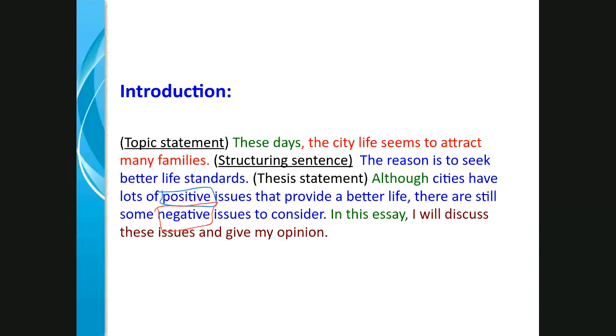Okay, look how easy, how simple, how short it is. And don't forget to use those linking words. Although بالرغم من إنه طبعا هذه تعتبر complex sentence، بتناول قضيتين. بالرغم من إنه حياة المدينة فيها بعض المزايا اللي تقدم حياة جيدة، إلا إنه هناك بعض الأمور السلبية التي لابد أن تؤخذ بعين الاعتبار.